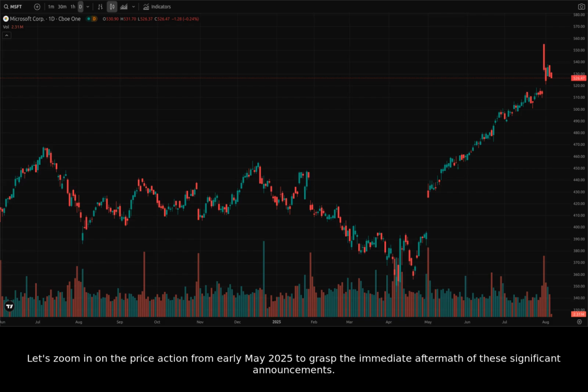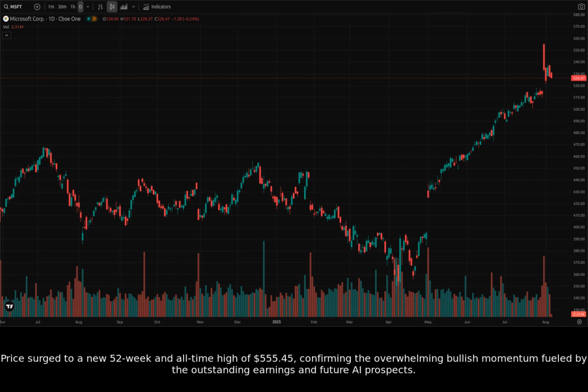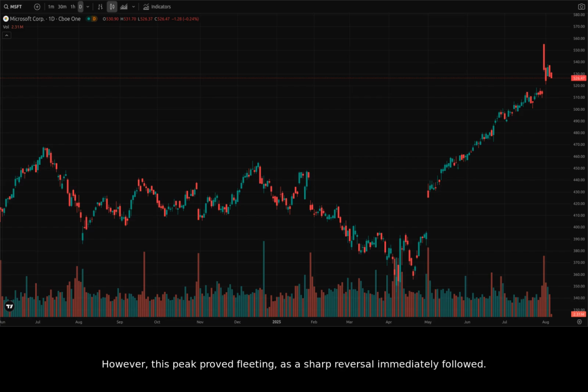Let's zoom in on the price action from early May 2025 to grasp the immediate aftermath of these significant announcements. The daily candle for July 31st vividly captures the market's initial euphoric reaction, showing a substantial gap up from the previous close. Price surged to a new 52-week and all-time high of $555.45, confirming the overwhelming bullish momentum fueled by the outstanding earnings and future AI prospects. However, this peak proved fleeting as a sharp reversal immediately followed.